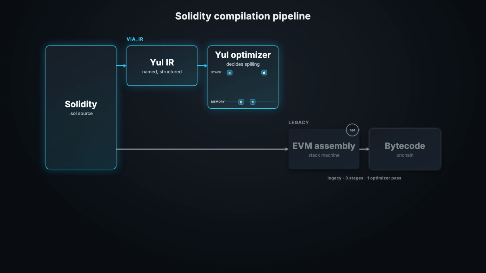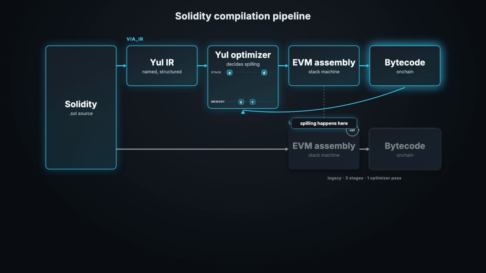Stage 4 is the EVM assembly step, the same one the legacy pipeline uses. The Yul gets lowered into stack machine instructions. Stage 5 is the assembly optimizer, the original one, still running because it catches patterns the Yul optimizer cannot see, and then you get bytecode.